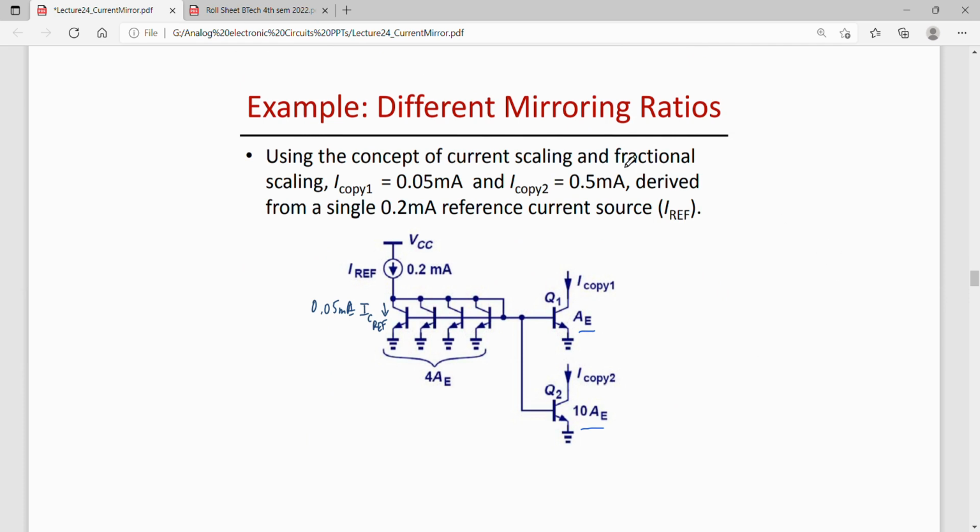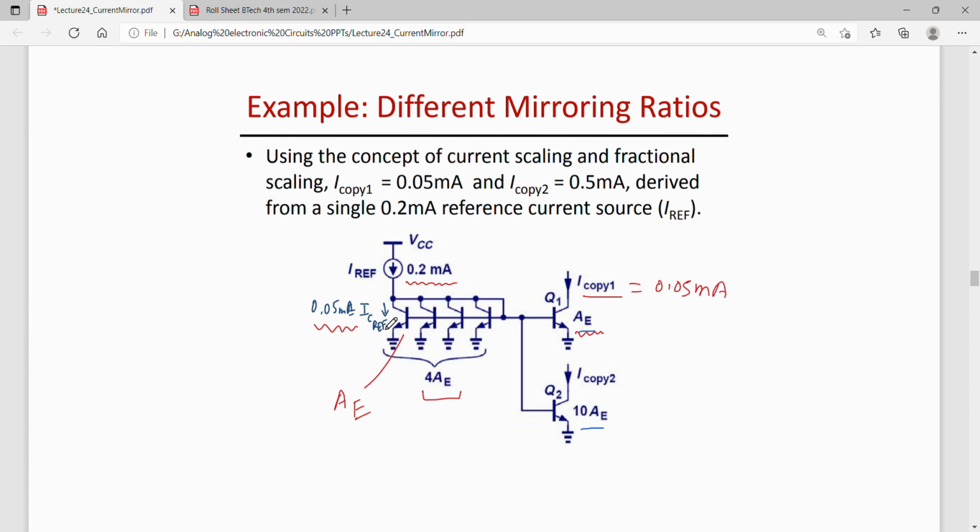So let us take another example here. In this example, reference current is 0.2 milliamperes and we have 4 transistors in parallel at the reference. So that is total emitter area is 4 AE. So each transistor will draw 0.25 by 4, that is 0.05 milliamperes. Okay. So that is I copy 1 if the transistor area is same, that is AE, right? Each transistor has an area of AE. So this transistor Q1 also has an area of AE. So I copy 1 will be equal to 0.05 milliamperes.